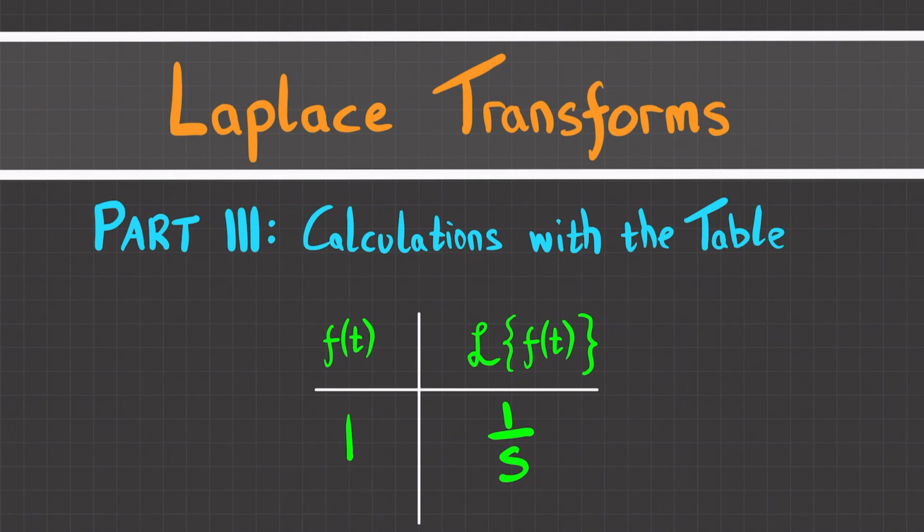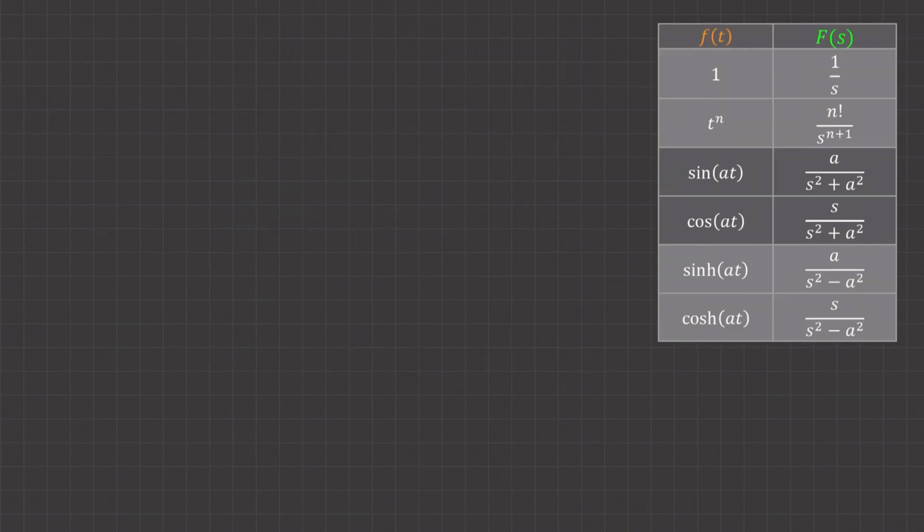Laplace Transforms Part 3, calculating with the table. This is a little bit like using the differential table when you're differentiating. On the left here you can see we've got the function of time, or t, and on the right the Laplace transformation has been applied to get our function of s. We could also write that this is the Laplace transform of the function of time.